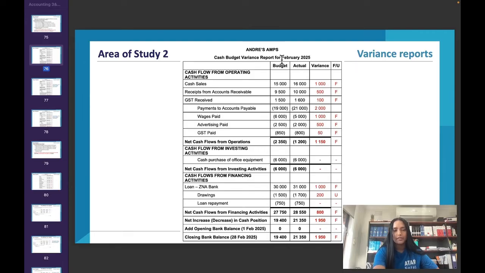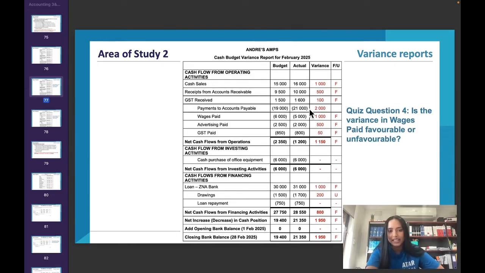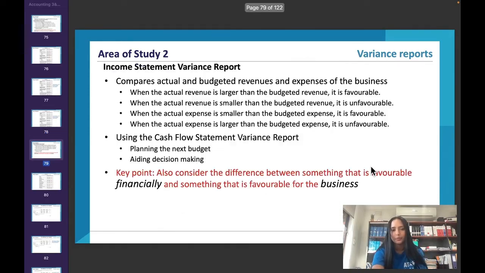So you can see we have the budgeted figures, the actual figures, the difference between these figures, and whether that is favorable or unfavorable. And if we have a dash, that just means that it was the same, which means that there's no variance. Okay, so let's have a look at the variance in payments to accounts payable, and whether this is favorable or unfavorable. It was unfavorable.